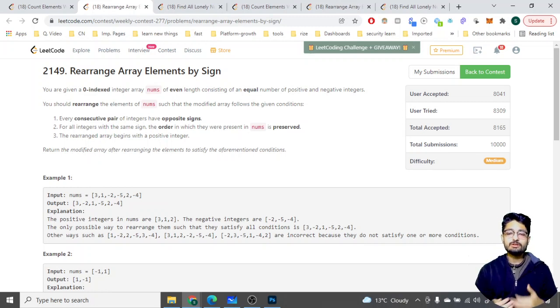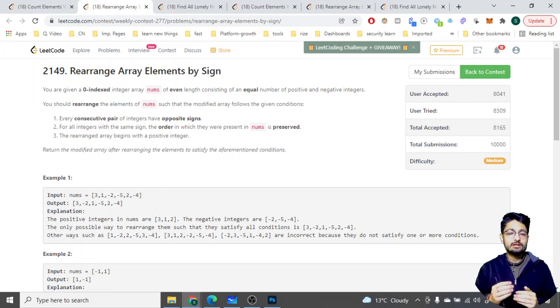Now the problem statement goes like this, that you should rearrange the elements of nums such that the following conditions are met. The first condition is that every consecutive pair of integers are of opposite signs. So plus minus, that is fine. Second is that for all the integers with the same sign, the order in which they are present in nums is preserved. When you are forming a new array, the order should be preserved.